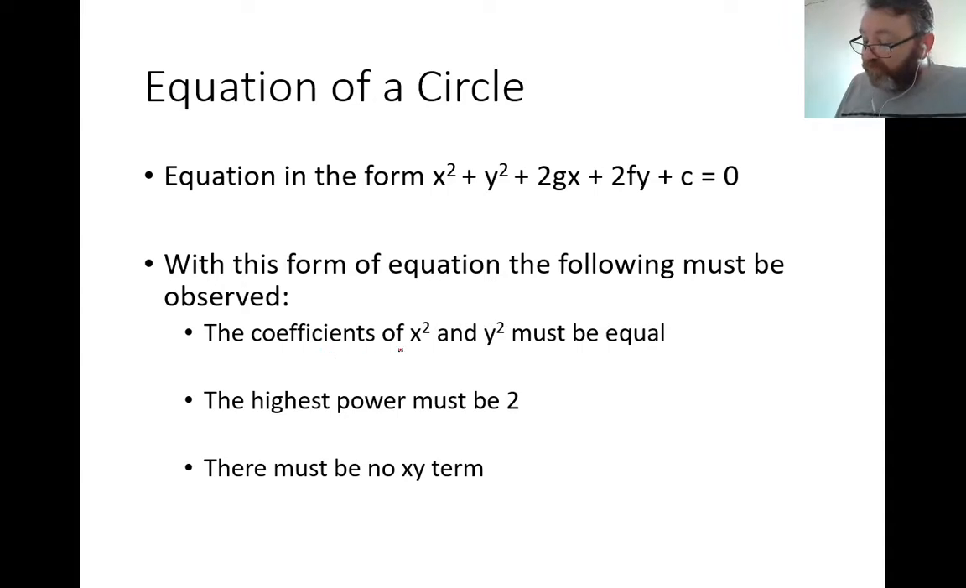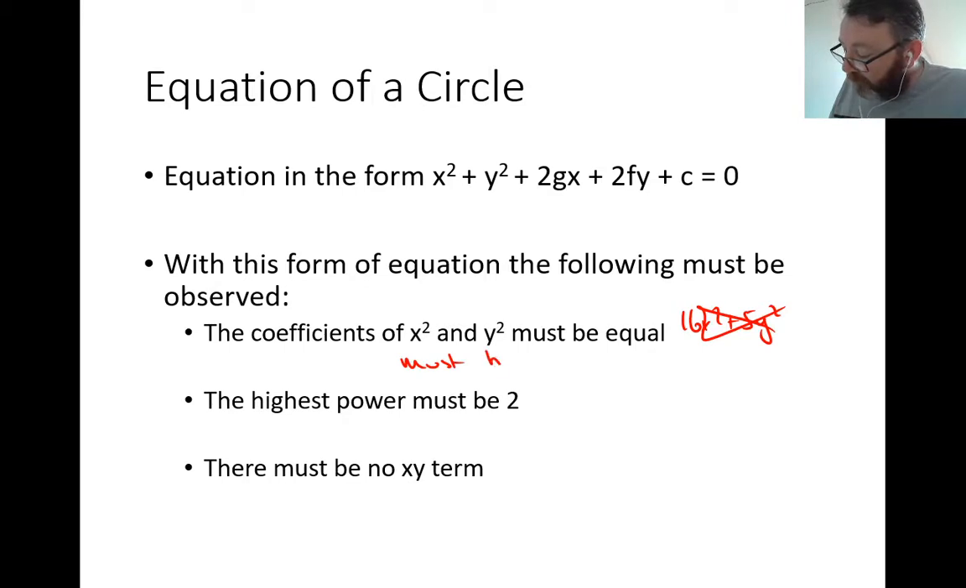The coefficients of x squared and y squared must be equal. So in other words, you're not going to have 16x squared plus 5y squared. That's not going to happen. You're never going to have that. The coefficients of x squared and y squared must be equal. However, the coefficients of x squared and y squared must be 1. I'm going to put it in there.